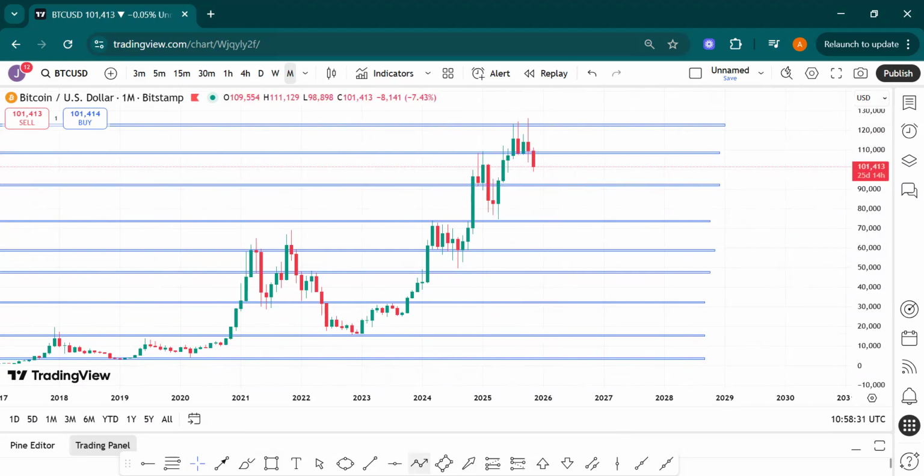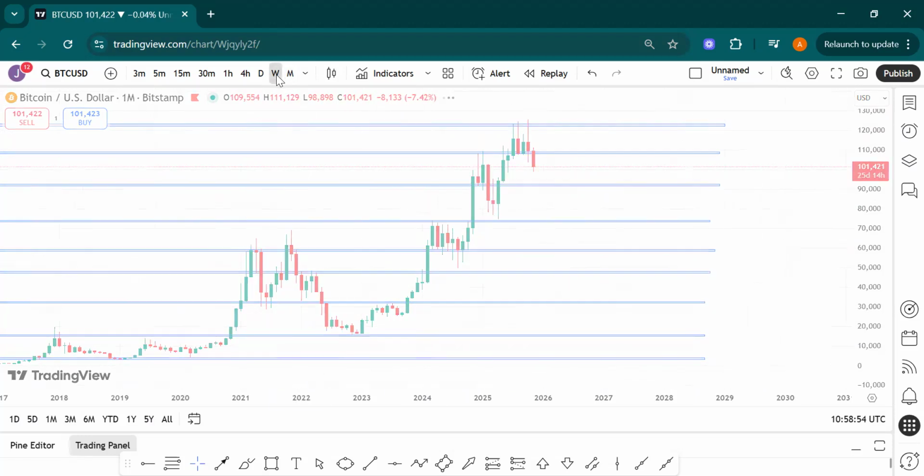Now, just merely looking at this chart, we can see that Bitcoin has been making a series of higher highs and higher lows. And from what we can see here, this market is currently retracing. So where do we think it's retracing to? Has it retraced enough for us to start thinking that it's going to continue upwards? We can show this by going to the weekly time frame.